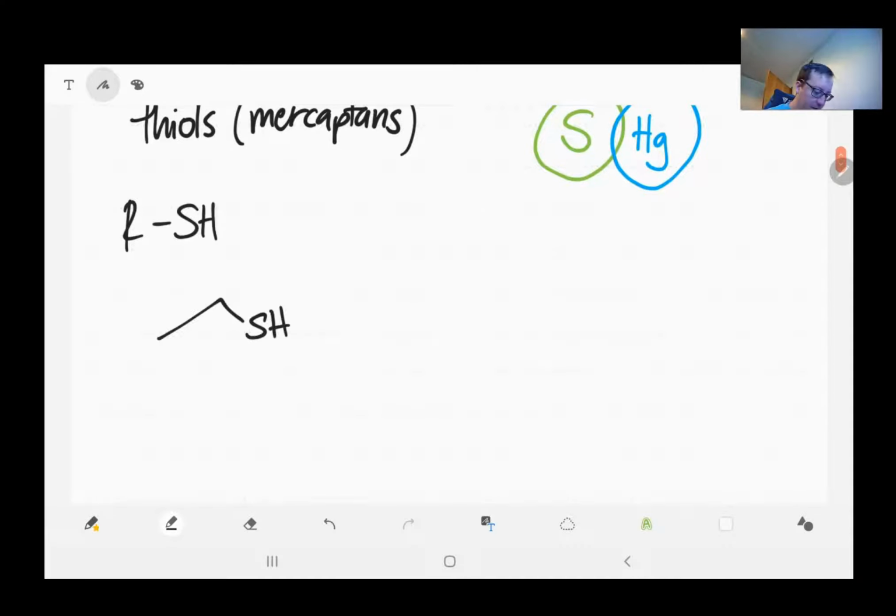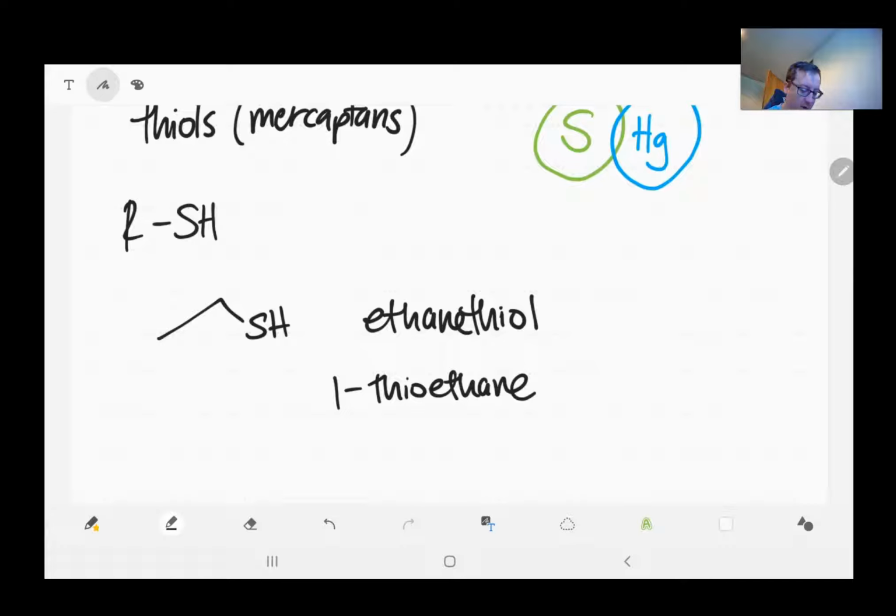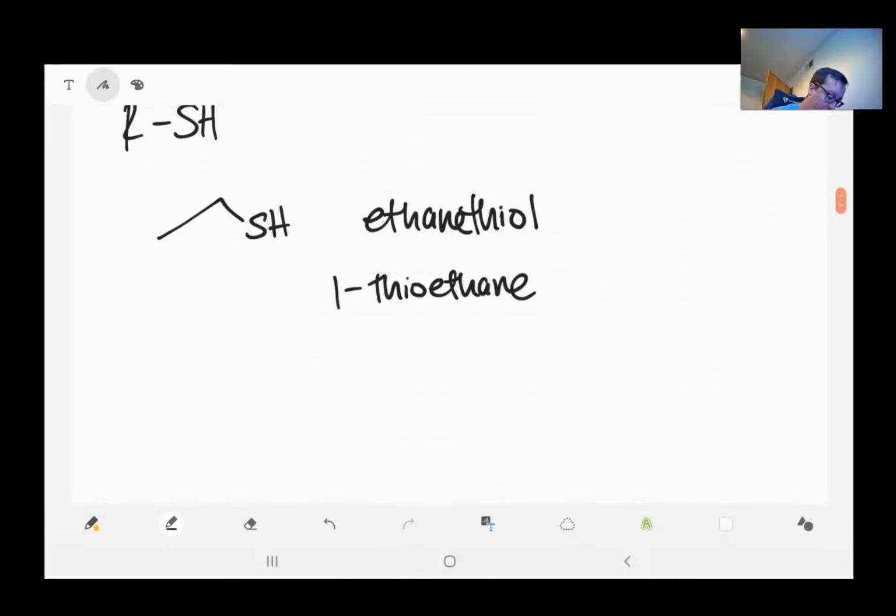This molecule here we could call ethane thiol, if we really wanted to, just like ethanol. Or we could say 1-thioethane. Either one will work. We probably don't even need the 1 there because we have only 2 carbons here, only 1 substituent, so it's okay. Or you might see this called ethyl mercaptan.